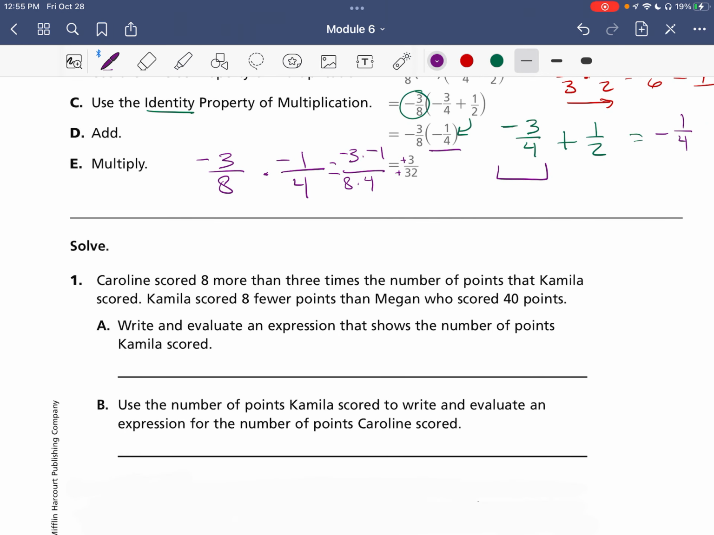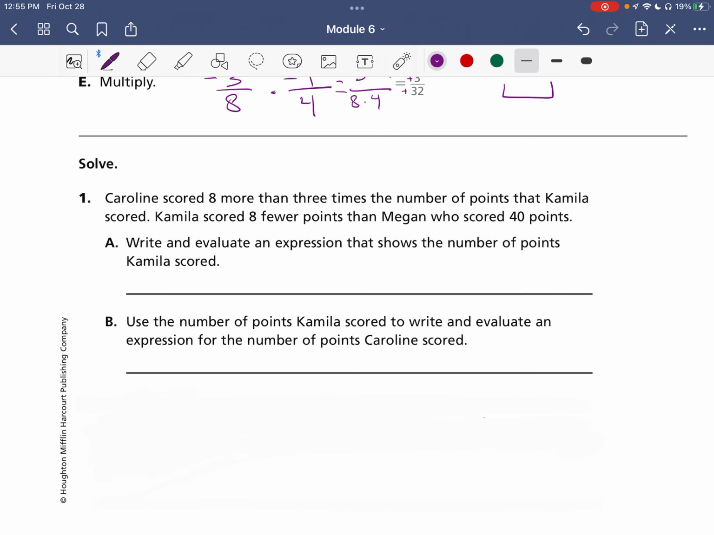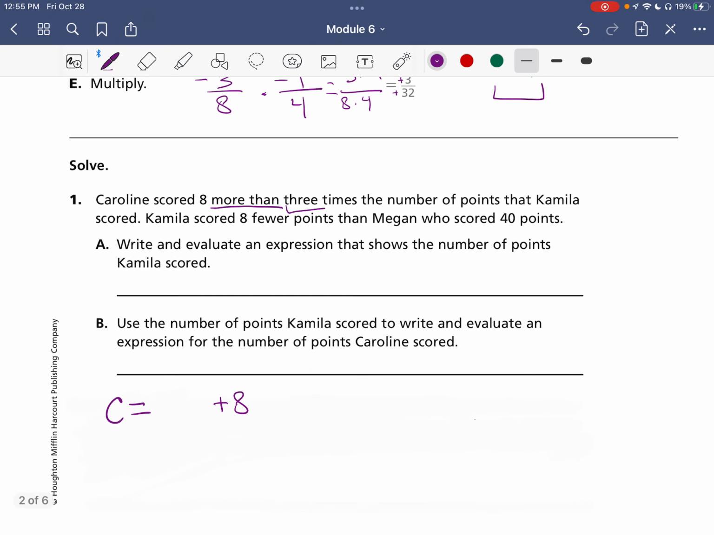All right, here's our word problem. Caroline scored 8 more than 3 times the number of points that Camila scored. And then Camila scored 8 fewer points than Megan, who scored 40 points. So we have a lot going on there. Let's start to write out a couple equations to figure out what we know and what we need to figure out. So we have Caroline scored 8 more than 3 times the number of points. So we're adding 8 more to 3 times the number of points that Camila scored.